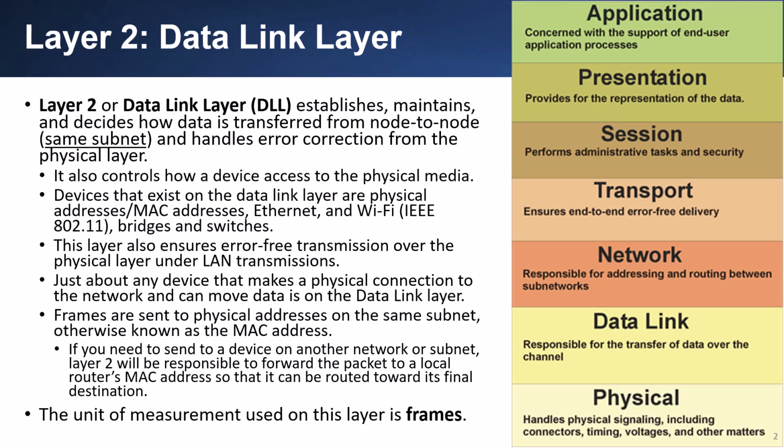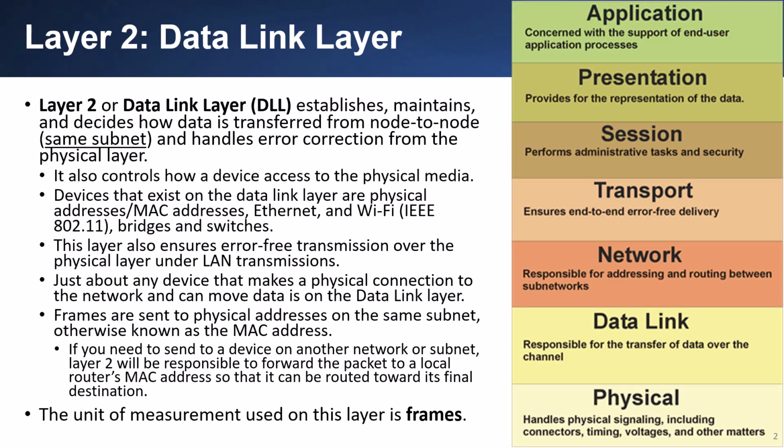Layer 2, or data link layer, establishes, maintains, and decides how data is transferred from node to node within the same subnet and handles error correction from the physical layer. It also controls how a device accesses the physical media. Things that exist on the data link layer are physical addresses or MAC addresses, Ethernet, Wi-Fi 802.11, bridges, and switches. This layer also ensures error-free transmission over the physical layer under LAN transmissions.